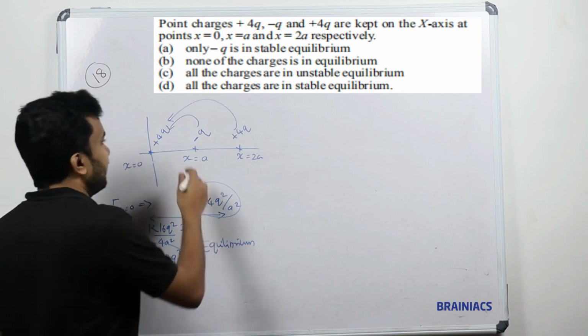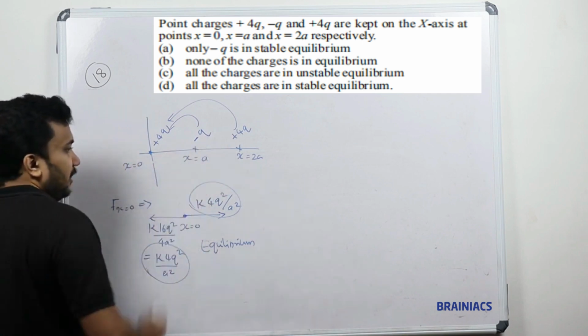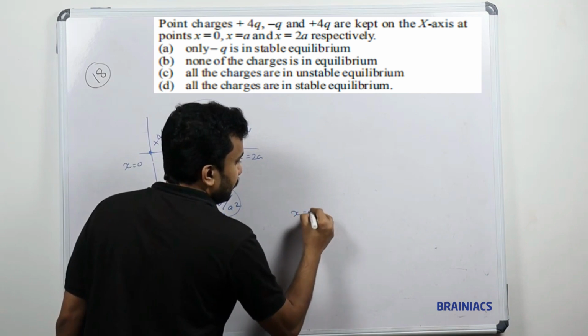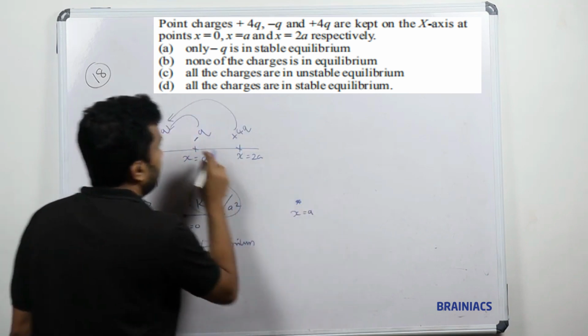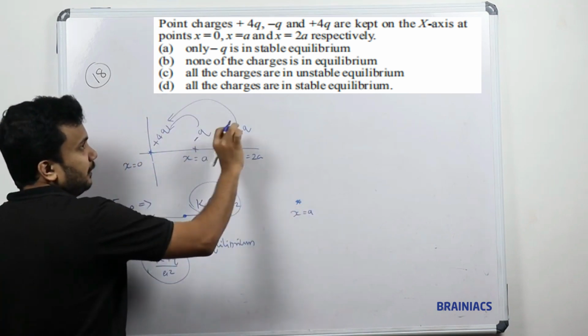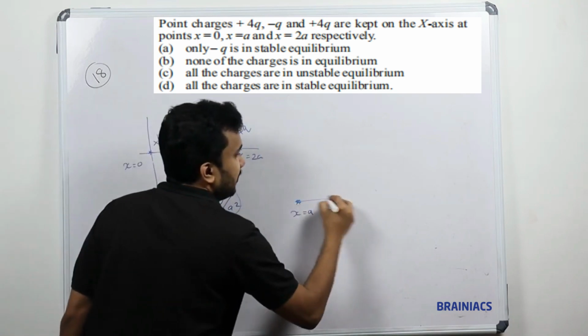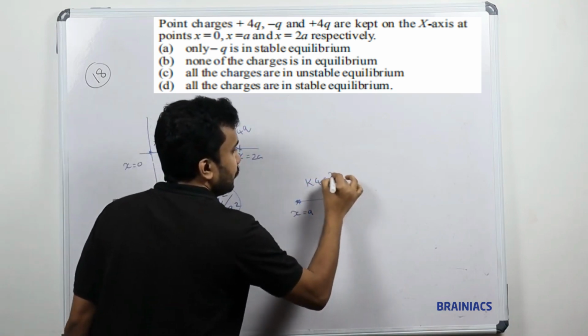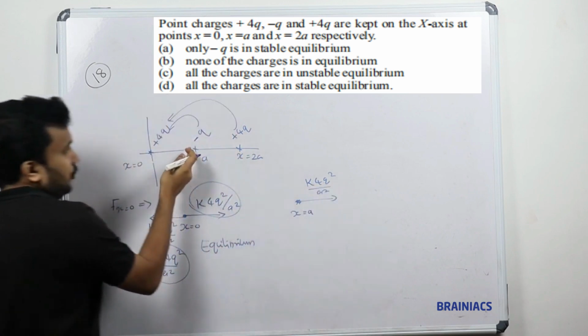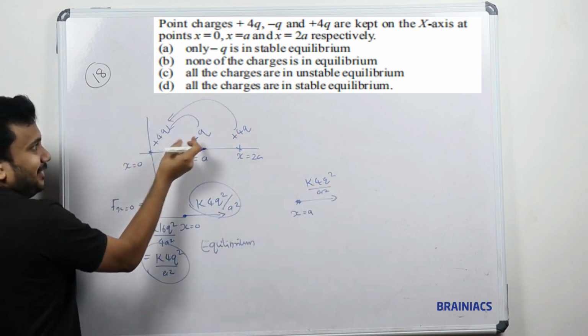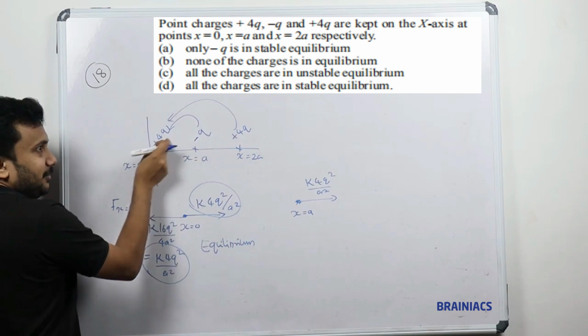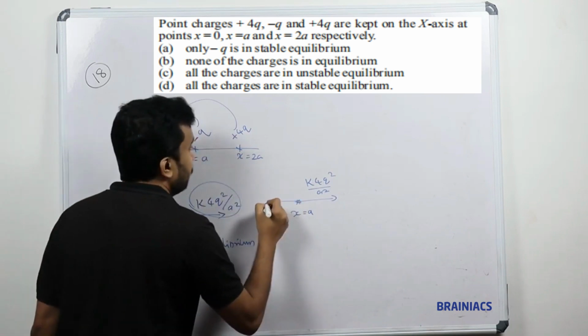The same format you have to use while finding the force for the other charges also. Other charges means x equal to a and x equal to 2a. We'll see the x equal to a position. At x equal to a is minus q. Towards plus q it will attract. So one force will be there, k into 4q square by a square, towards the left side. Correct, this will move towards the left side because it is a positive charge.